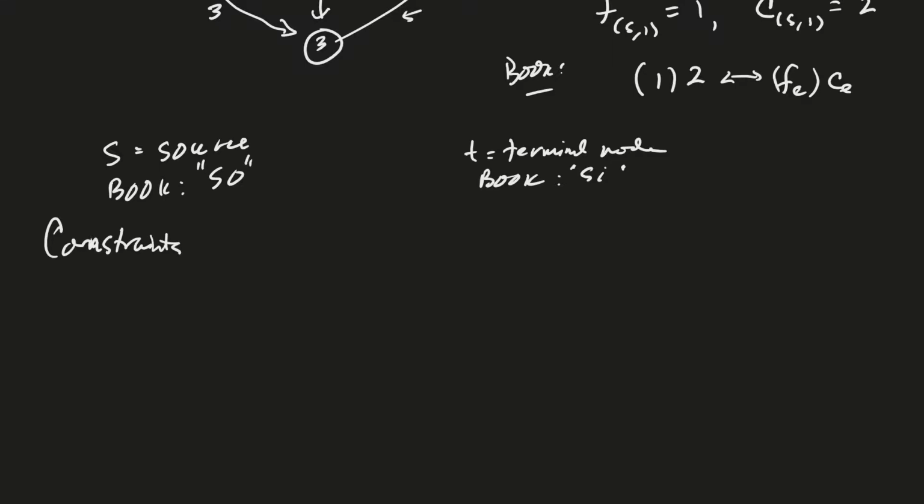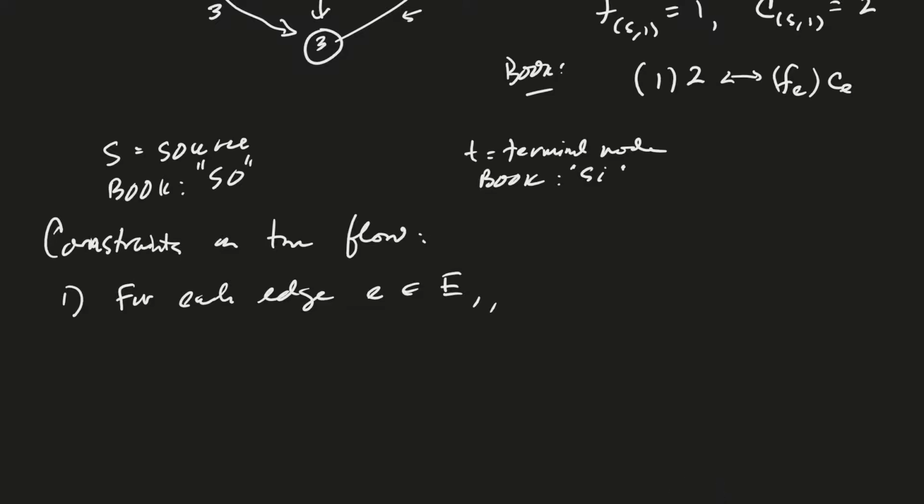Let's talk about some constraints on the flow. Number one, f sub e, for each edge e in E, so that's our edge set, we have that 0 is less than or equal to f sub e, which is less than or equal to C sub e. So the flow that you're using is bigger than or equal to 0, but it's less than or equal to the capacity.